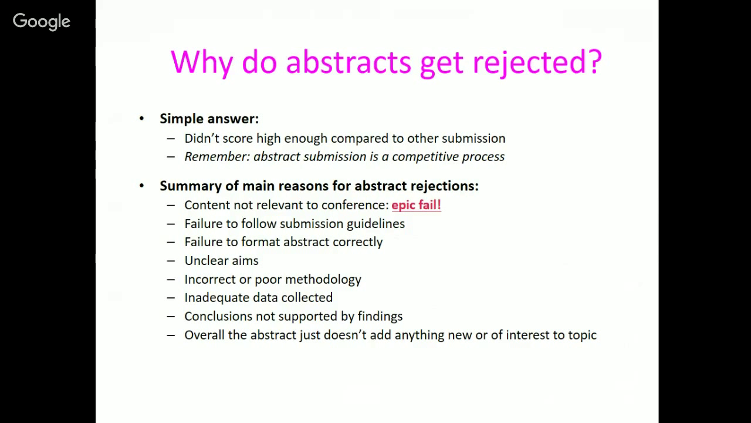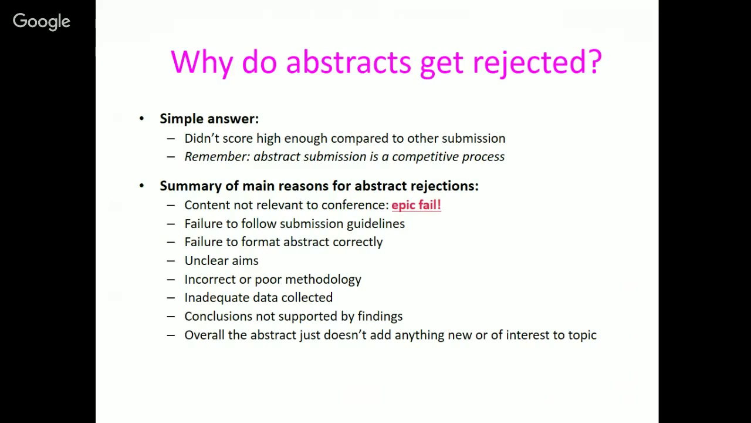Perhaps the fundamental failing point is submitting an abstract for a conference where the content isn't relevant at all, but also failing to follow the submission guidelines, failing to format it correctly, and then all of the points that we mentioned earlier, not getting those right: not having clear aims, not describing a methodology, inadequate data collection to answer the question that you're asking. These are all points that can lead to an abstract being rejected from a conference.